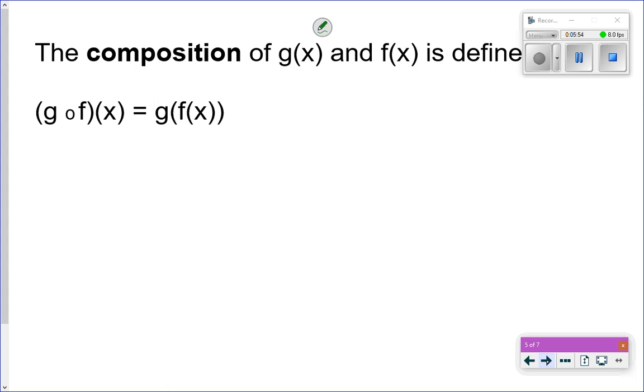Okay, now we're going to talk about composition of functions. There's two different ways that this can be written. A lot of times, when I was in middle school in Algebra 1, I saw this representation with the little circle. It kind of looks like a multiplication sign, but it's not. That means composition, so that means "of."